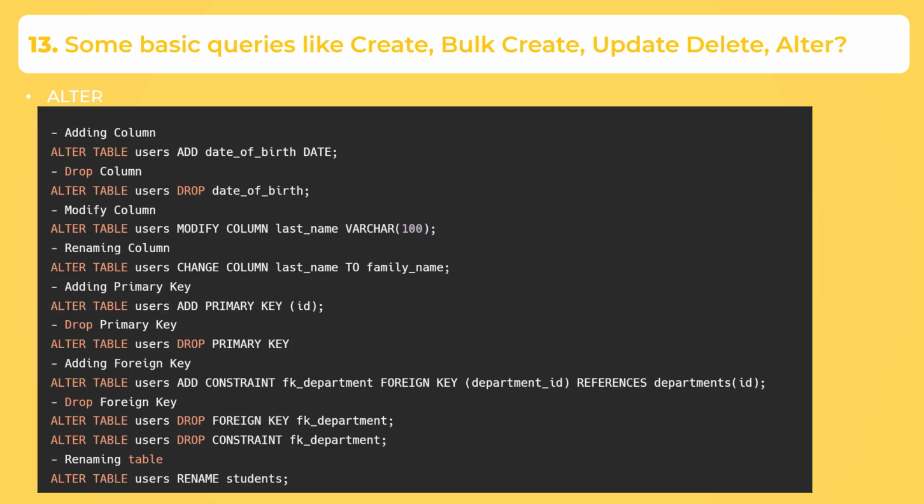So next one is alter. So alter query is basically used to update the column, add constraint, add index, remove index. So take example: adding a column, drop column, modify column, rename column, add primary key, drop primary key, add foreign key, drop foreign key, renaming table, etc.